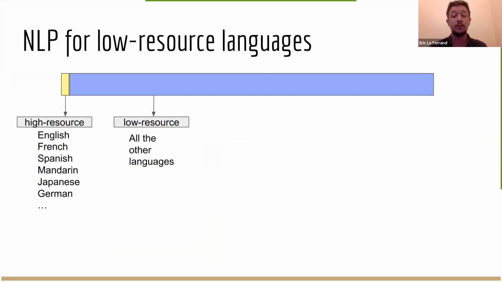And what about all these other languages? Where are they spoken? How are they used? Are they all equal? Do they have the same needs, the same supports, or the same opportunities?